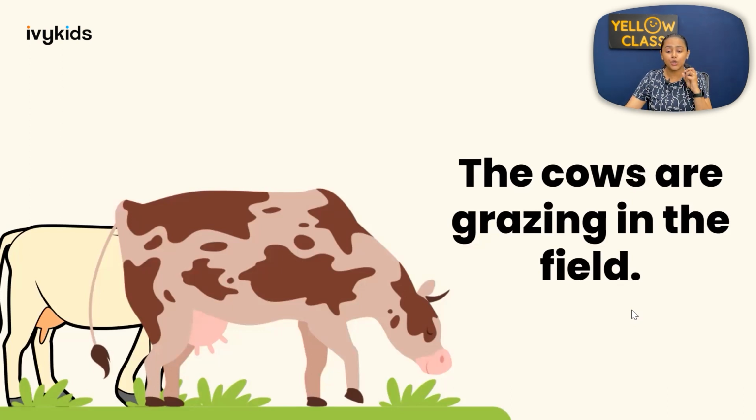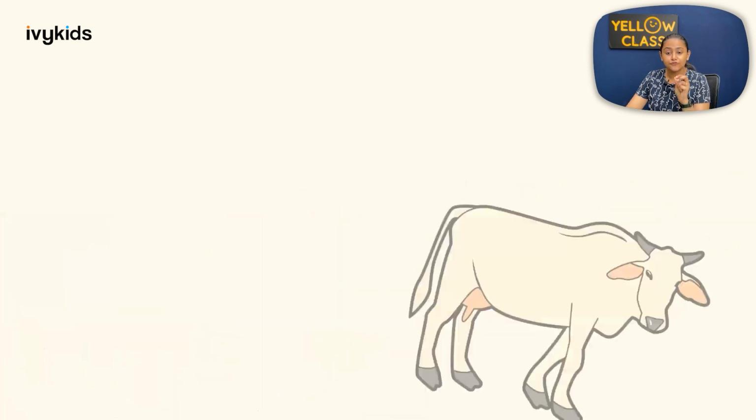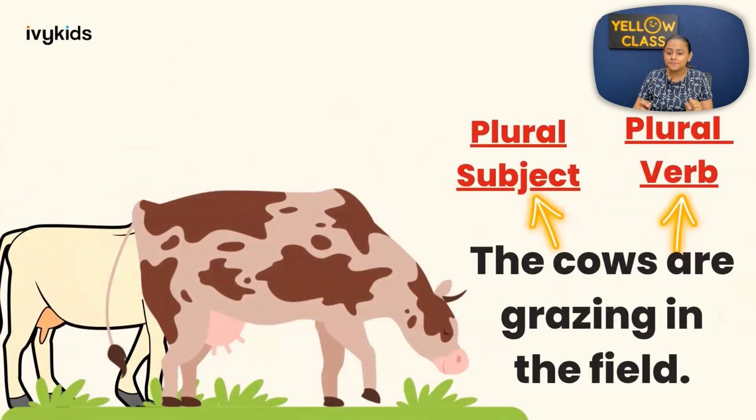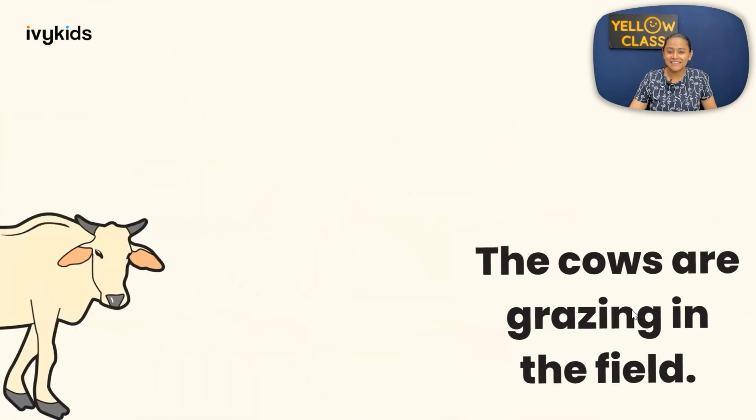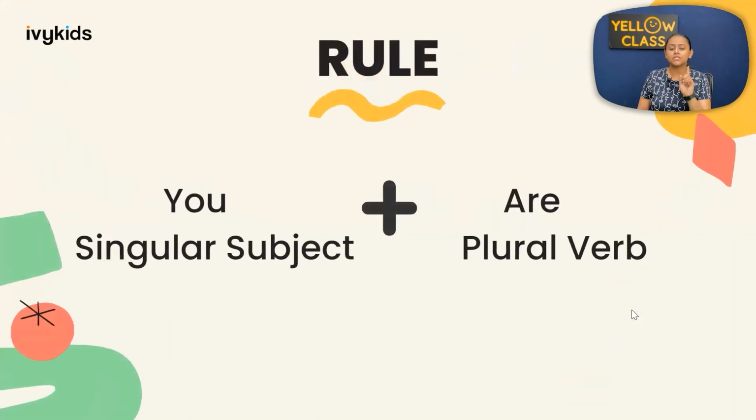Let us have a look at the sentence again with the help of their titles. So "the cows" is a plural subject. And what about the word "are"? That is a plural verb. See how easy it is? We have to remember the rule: singular subjects with singular verbs, plural subjects with plural verbs. That's it.